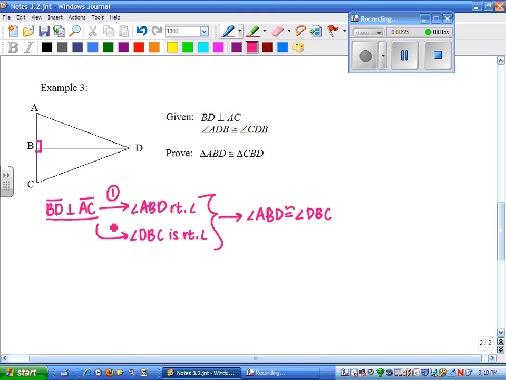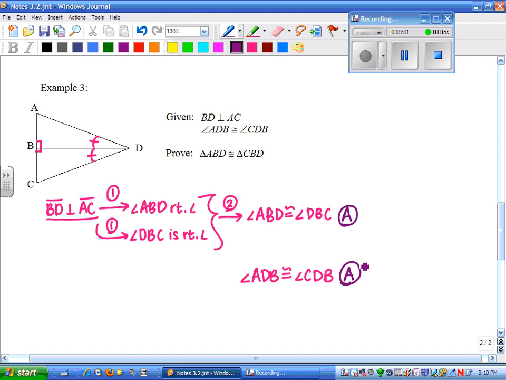Alright, so right now I have step 1 and step 2. This gives me an angle. Okay, I need angle, side, angle. Looks like I do have another angle. So I have angle ADB is congruent to angle CDB. Go ADB right here and angle CDB right here. Okay, that's my two angles.